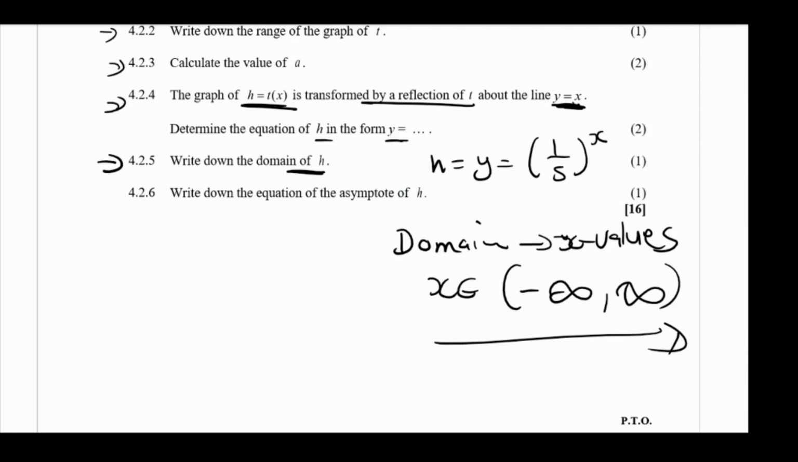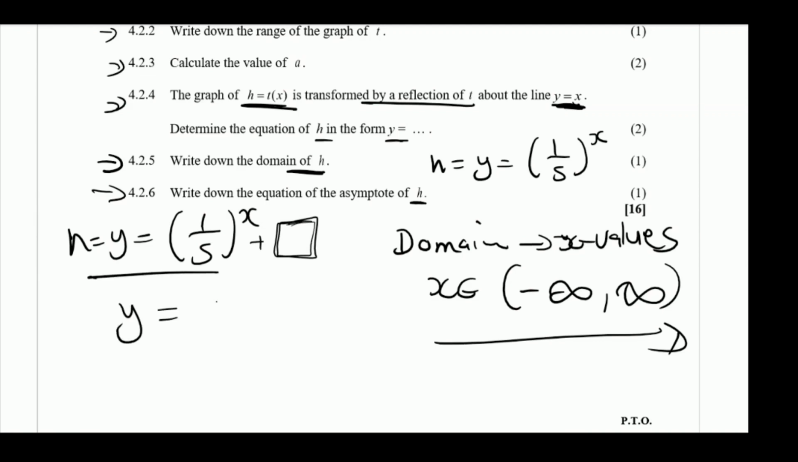Now let's go to 4.2.6. Write down the equation of the asymptote of h. So now we want to find the equation of the asymptote. You already have the equation of h, which is y equals 1 over 5 to the power x. Normally the asymptote of an exponential is written as a plus a certain value, of which this equation doesn't have that. It's just this expression here, meaning your y is equal to 0. Your horizontal asymptote is 0. So that is the solution for this problem here.